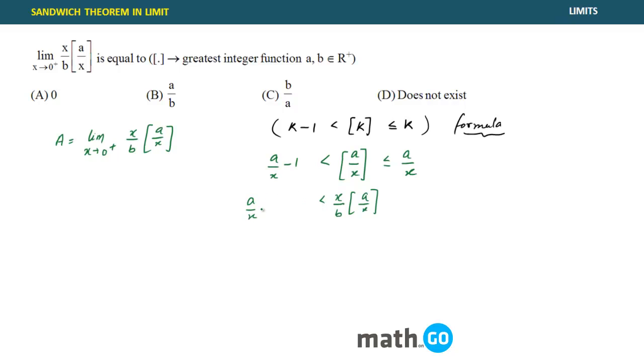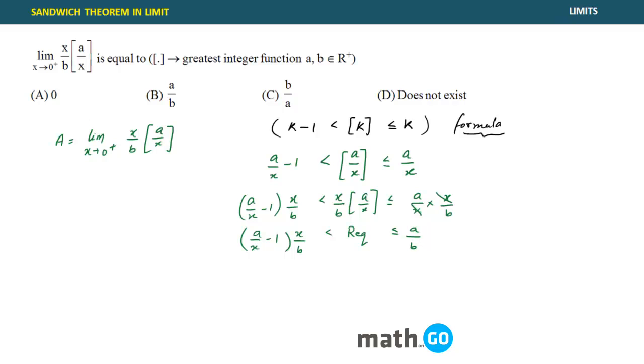A by x minus 1 into x by b, and this will be a by x into x by b. The upper bracket, or the rightmost function, simply reduces by cutting x, and this reduces to a by b. This is the required function, and you still have to solve it. We do not know the value of this particular expression over here. And now you have to find the limit. So we know that this upper bracket is a by b.